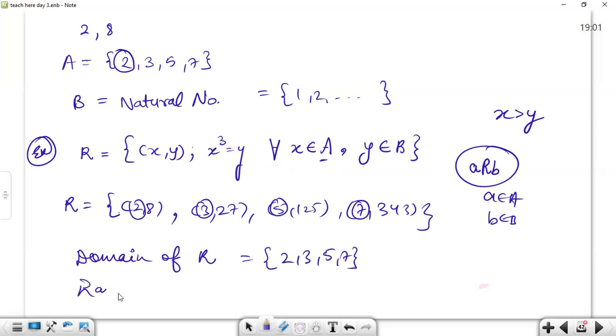And the range of this relation is 8, 27, 125, 343, the set of second elements. Clear? How have I written the domain and range? Any doubt? No doubt, sir.